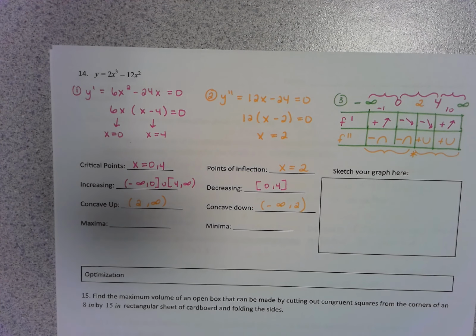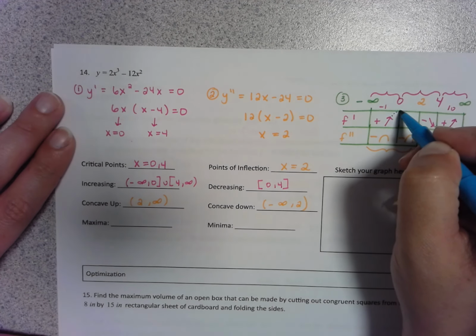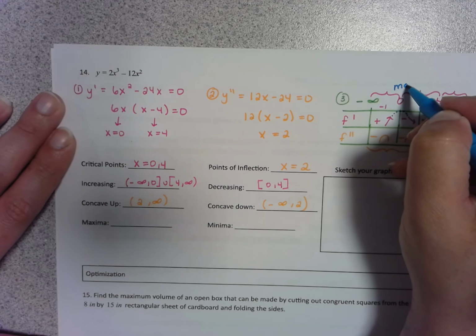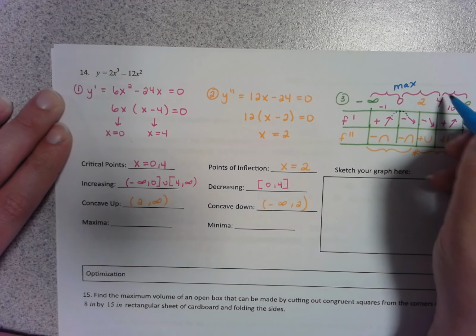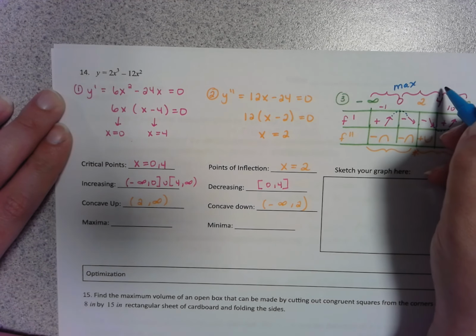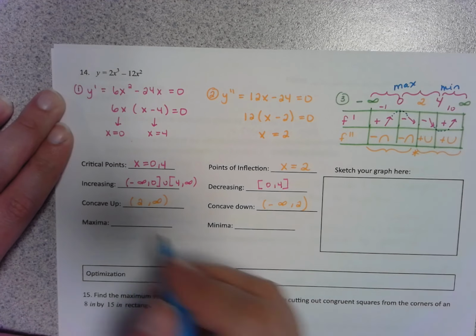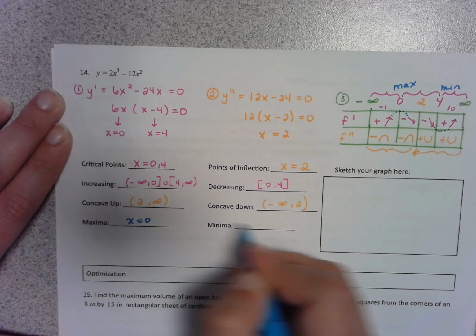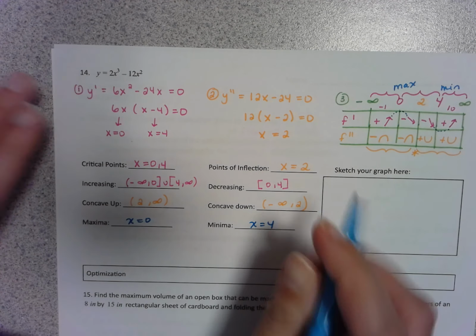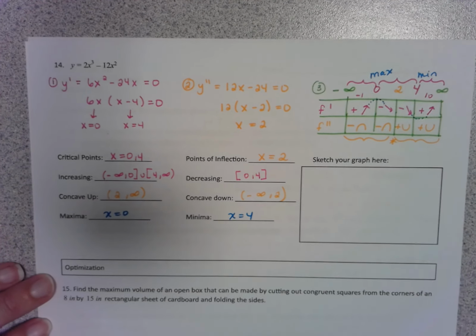It's greater than or less than. There's no equal to. For a maxima, I'm going to envision connecting these arrows, which means I have a max at 0. And for a minimum, I'm going to imagine connecting these arrows, which means I have a min at 4. So x equals 0 and x equals 4. My last step here would be to sketch my graph.